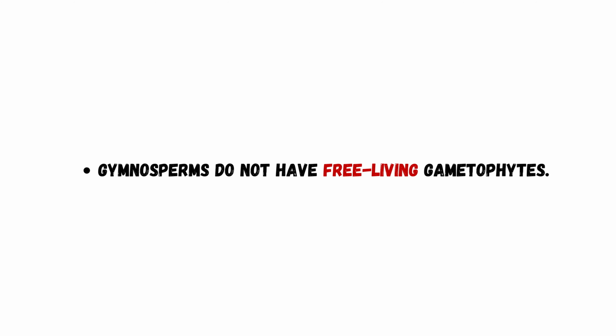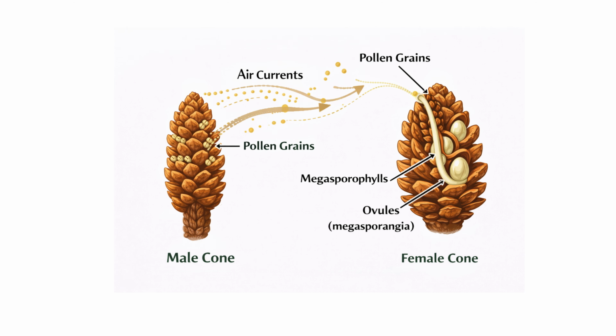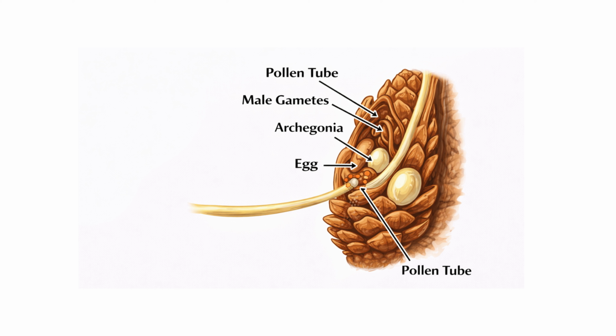Now let us understand pollination and fertilization. Unlike bryophytes and pteridophytes, gymnosperms do not have free living gametophytes. The pollen grains are released from the male cones and are carried by air currents. When pollen reaches the opening of the ovule, it forms a pollen tube. The pollen tube carries male gametes towards the archegonia and releases them near the egg. Fertilization then takes place.